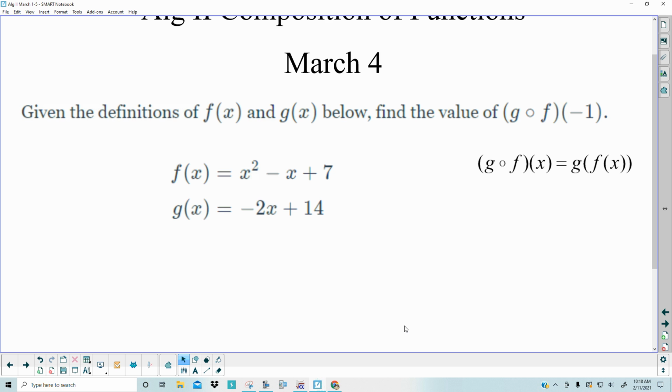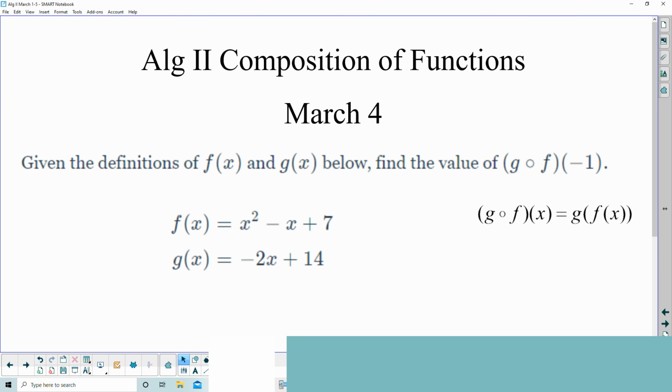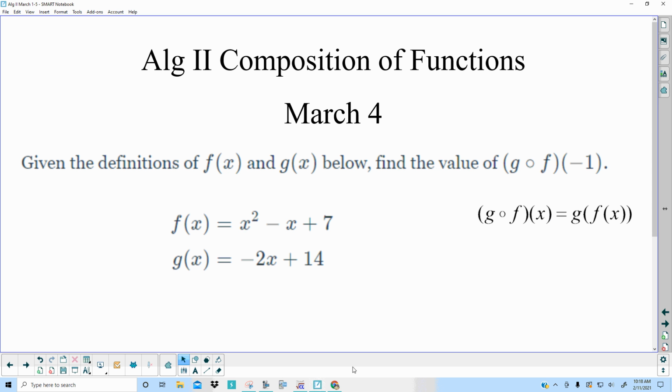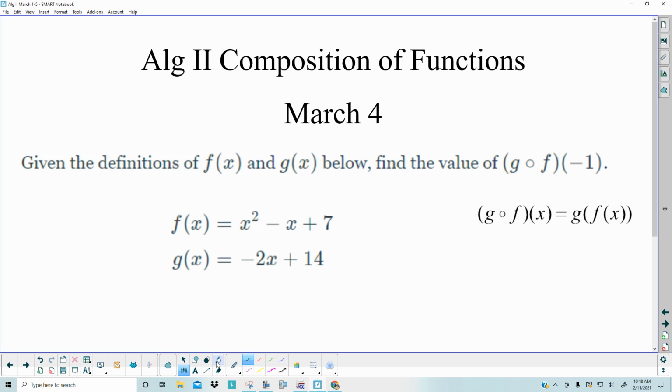So what you guys are going to be doing is called composition of functions. That just means you're putting a function inside a function. That's all that it really means. Big word for small process. So here goes.